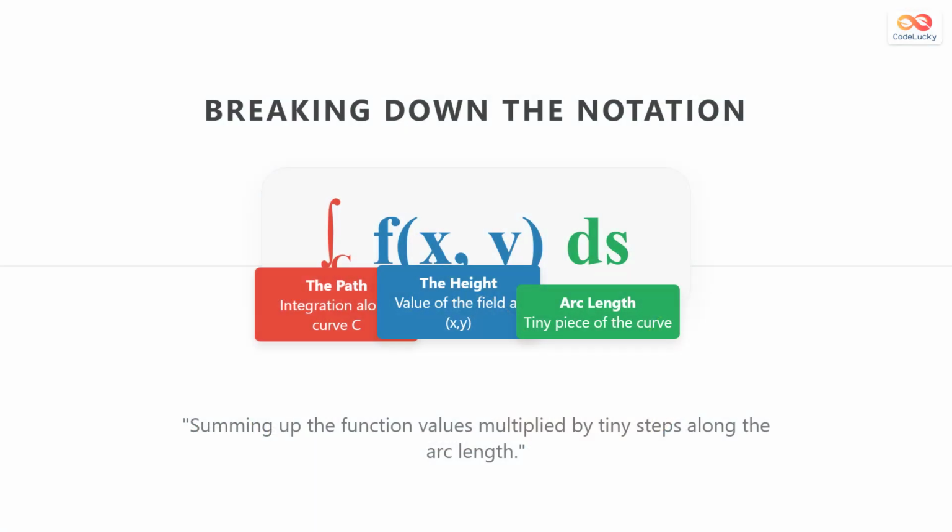Here is the notation you will see. We have the integral symbol with a subscript C, which tells us the path we are taking. The function f of x and y represents the height of our curtain at any point. Finally, ds represents a tiny piece of the arc length along the curve. We are essentially multiplying height by width for tiny segments and summing them up.